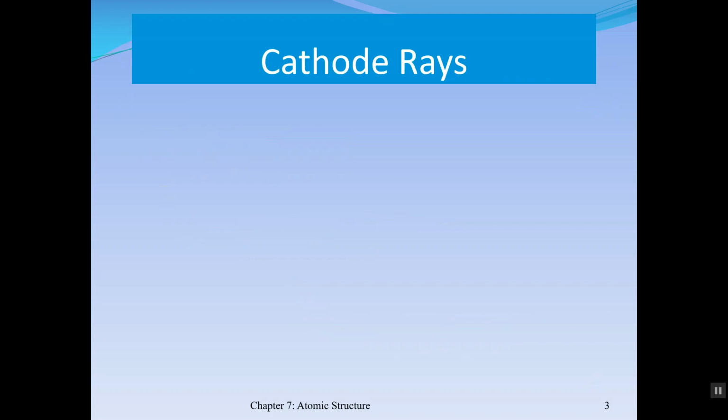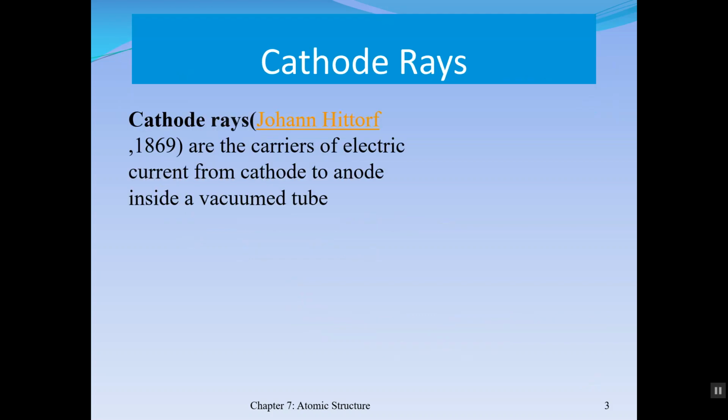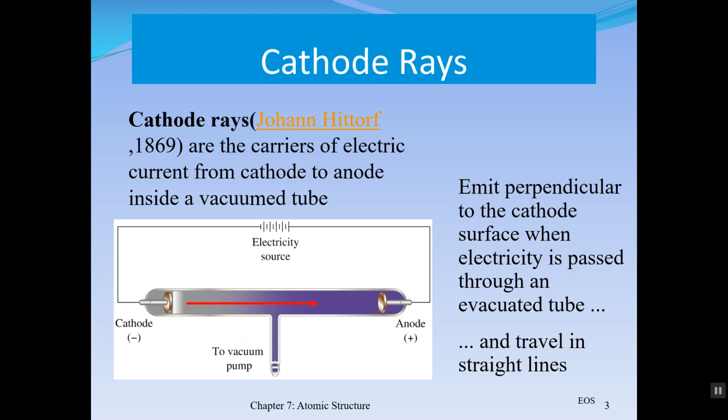So let's talk about the discovery of this particular phenomenon known as cathode rays. It was discovered by Johann Hittorf in 1869. And basically, these rays are formed in this setup that you see here. So this is a schematic representation of the experiment that was done by Hittorf. Basically, this consists of a tube which is evacuated. So this part here is connected to a vacuum pump which pulls all the air out of it.